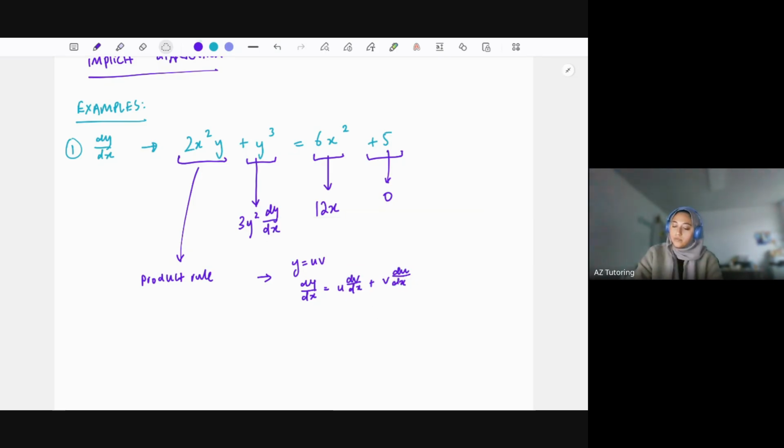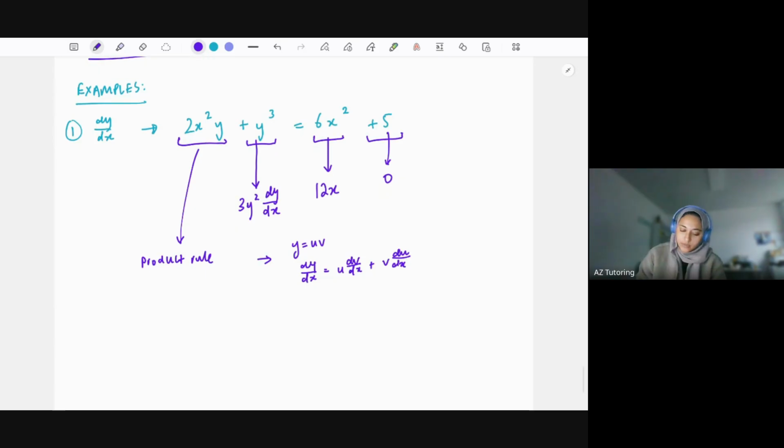That's the product rule. So let's let u equal 2x squared, so the first part, and let's let v equal y. And let's differentiate each of these with respect to x. So du over dx, that's just in terms of x, so that's perfect. 2 times 2 is 4. And then x decreases by 1, so it's just x.